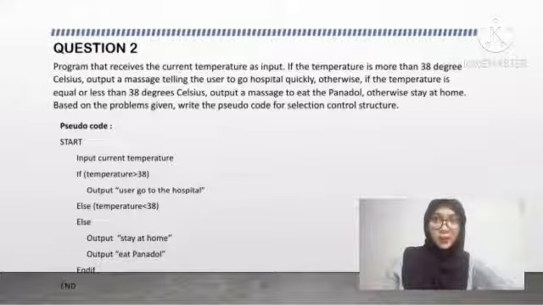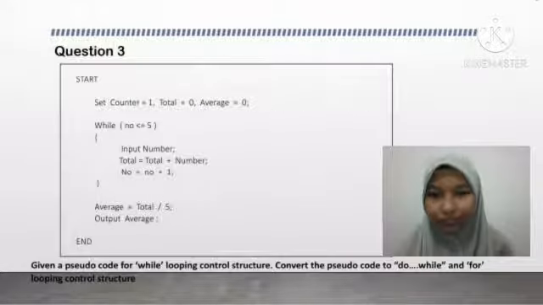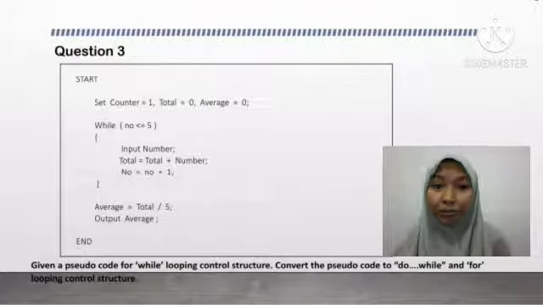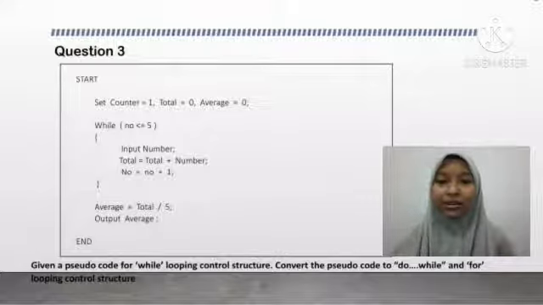In pseudocode, we choose the if-else pseudocode. So start, input current temperature. If temperature more than 38 degrees, output user go to the hospital. Else temperature equal or less than 38 degrees, output stay at home and eat Panadol. And that is the pseudocode.